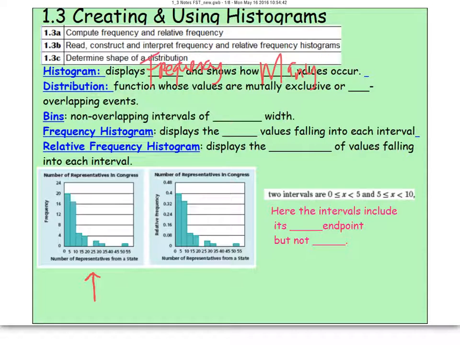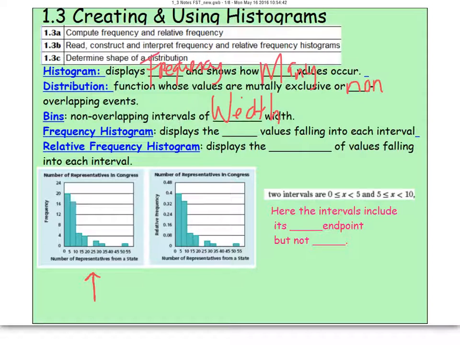The distribution, therefore, is a function whose values are mutually exclusive or non-overlapping intervals. What that means is if you look at this first bar right here, it starts at 0 and goes right up to 5. Then the next bar starts at 5 and goes right up to 10, so they do not overlap. Then we have the bins. The bins are non-overlapping intervals of equal width. Again, I just touched on these intervals over here from 0 to 5, 5 to 10, 10 to 15.